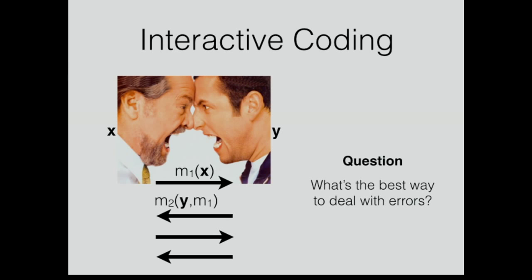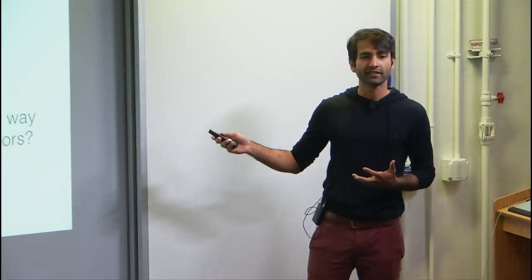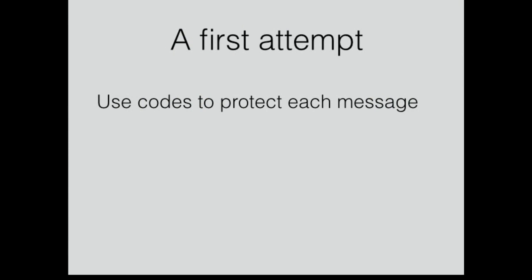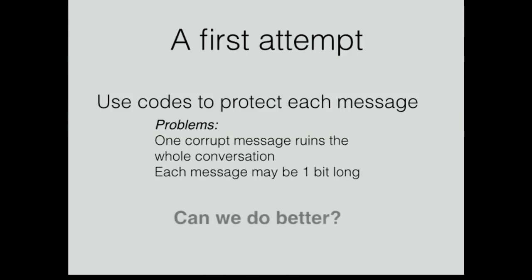So given what we know about coding, using error correcting codes to encode single messages, the first thing maybe that you would think about here is maybe we can just use those ideas to solve the problem in this setting also, right? Maybe we can just use codes to protect every message in the protocol. And that does work, but it doesn't work that well, okay? So you could do that. You could try and use an error correcting code to protect every message of the protocol.